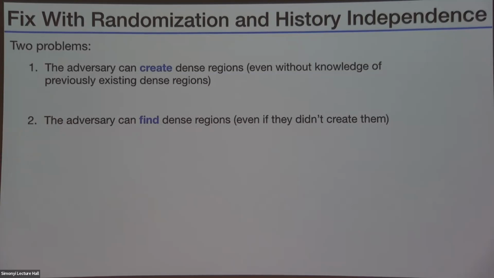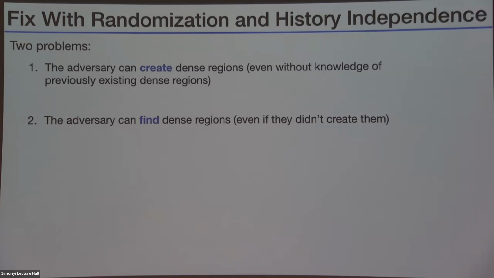The other problem is that the adversary can find dense regions, even if the adversary did not create them in the first place. What number 2 is saying is, let's say the adversary has some knowledge of how the algorithm works, and the adversary knows that the algorithm is going to be more likely to create a dense area in this particular location. Then the adversary can take advantage of that. So the first one is the adversary creating dense regions, and the second one is the adversary finding dense regions that were created by the algorithm.